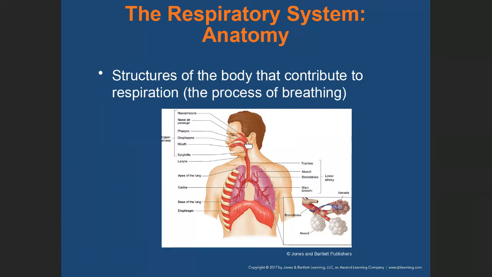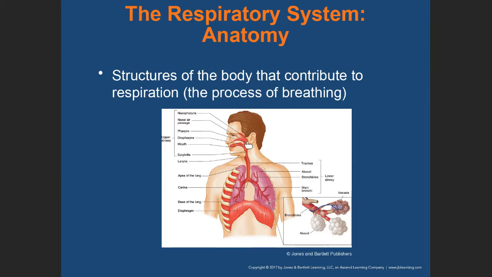Then you have the mouth. The mouth is anterior. Then you have the oral passage, which is the mid portion. And then the posterior portion of the mouth is referred to as the oropharynx. So the oropharynx is the posterior portion of the mouth. The nasopharynx is the posterior portion of the nose.